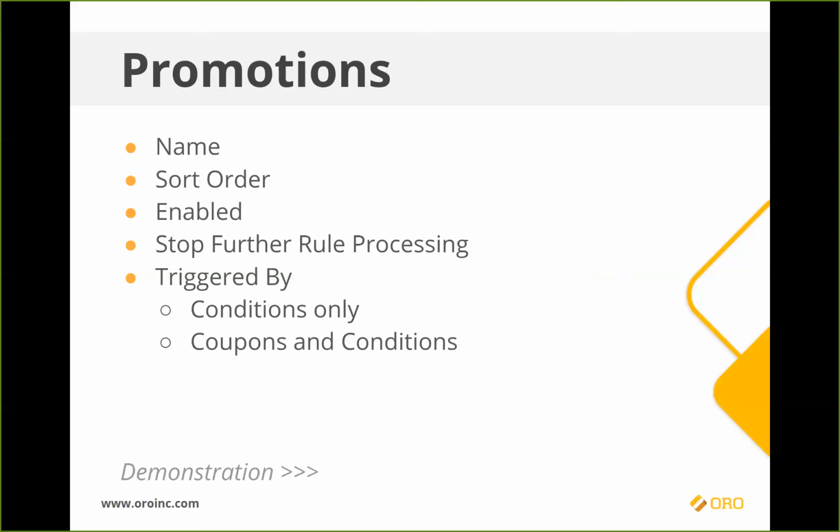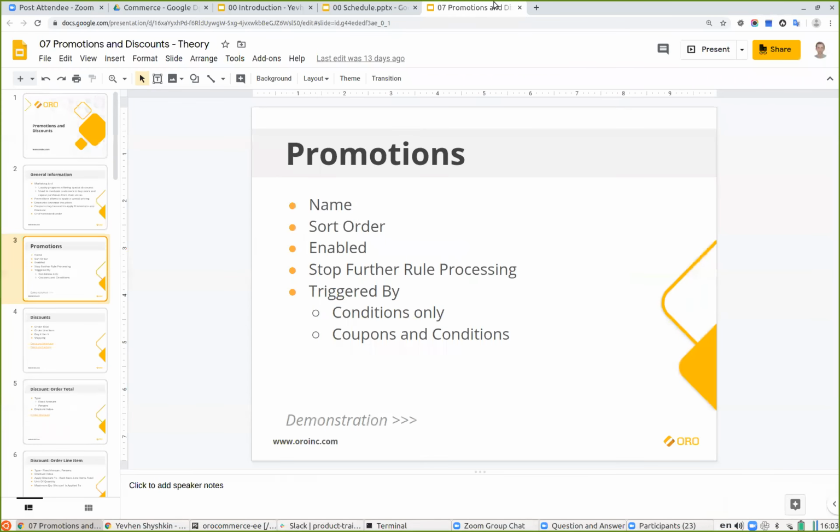if some other promotion has already been applied. And a promotion can be triggered either by the conditions, so conditions have to be satisfied in order for the product to be promoted, or by coupons and conditions. In this case, there is an additional condition that the user has to enter a coupon code in order to use the special promotion or the special price. Let us see how it looks.